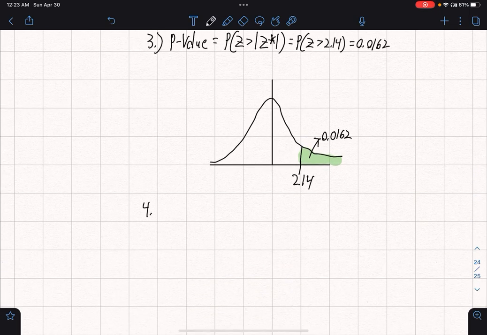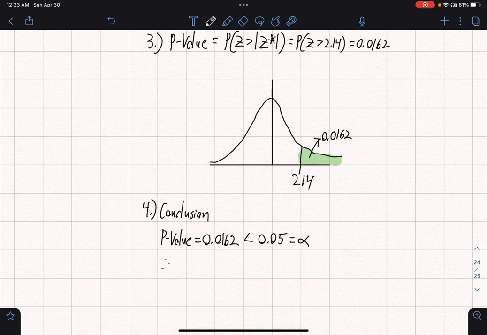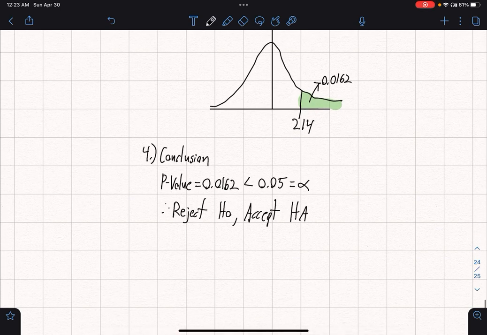Okay, so let's do the conclusion. Our p-value is equal to 0.0162, which is less than 0.05, which is our alpha. So if the p-value is less than alpha, we reject H naught, accept HA. And then the interpretation is the same as before.